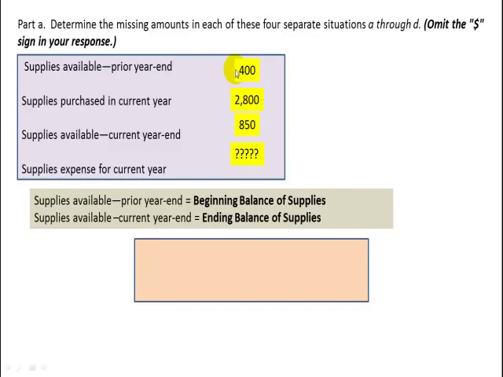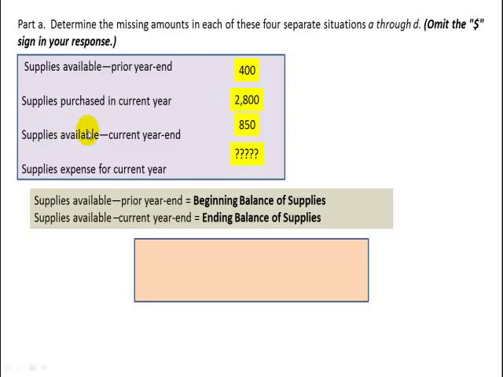Well, I'm going to come back and tell you that I think here's a better way to say this. I'm not going to change the wording because I want it to look exactly like the exercise. But here's my little change. Supplies available prior to year end, that's what that means to me, is the beginning balance of supplies. So the beginning balance of supplies was $400. Supplies purchased in the current year was $2,800.